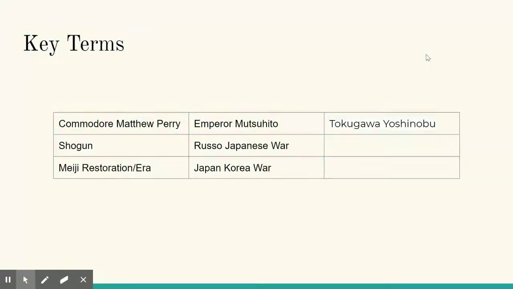Okay, and that's going to do it for this lesson on Japan. Some of the key terms that you need to know here. Of course, you need to know who Matthew Perry was. You need to know what the Shogun was. You need to know about the Meiji Restoration and era, which we just discussed. Need to know who Emperor Mitsuhito was, the Russo-Japanese War, Japan-Korean War, and Tokugawa Yoshinobu. You need to know all of those people as we prepare for our next assessment.